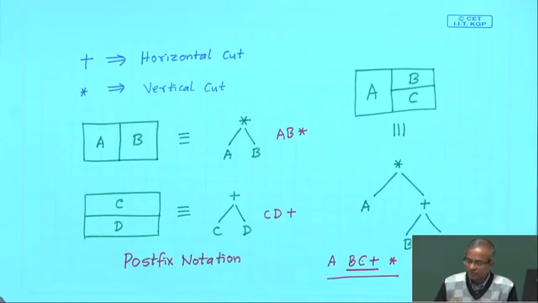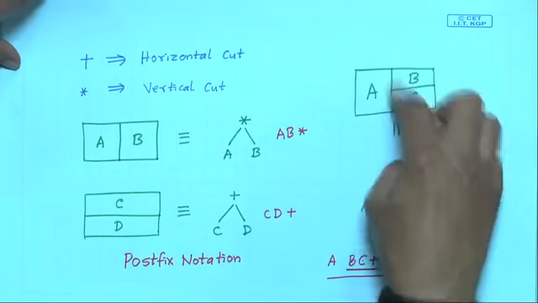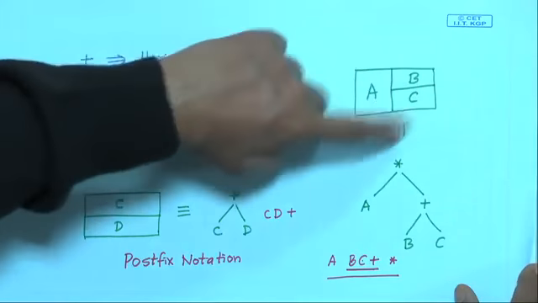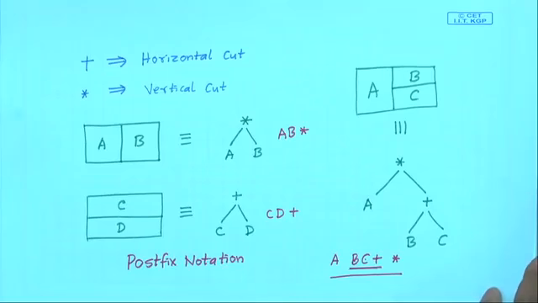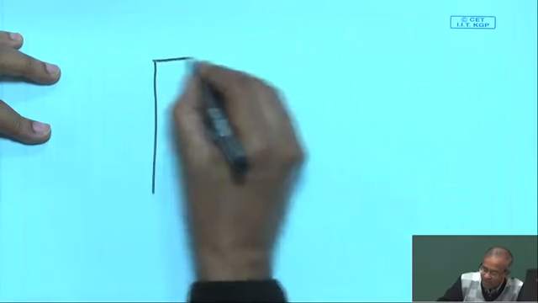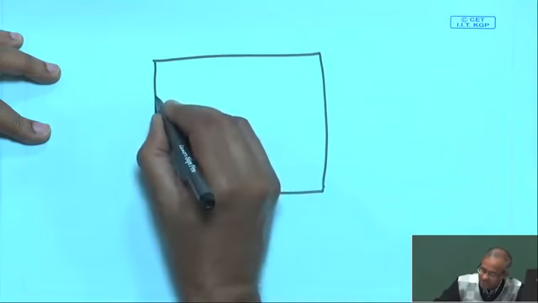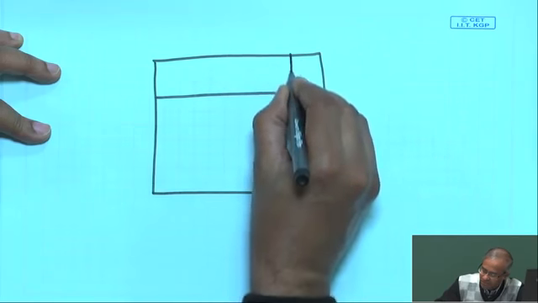So, a floor plan can be represented as a postfix notation provided it is sliceable. You can slice it into horizontal and vertical lines like this, but we shall see later when we discuss in detail that there are certain floor plans which cannot be represented in this notation, like I am showing an example.